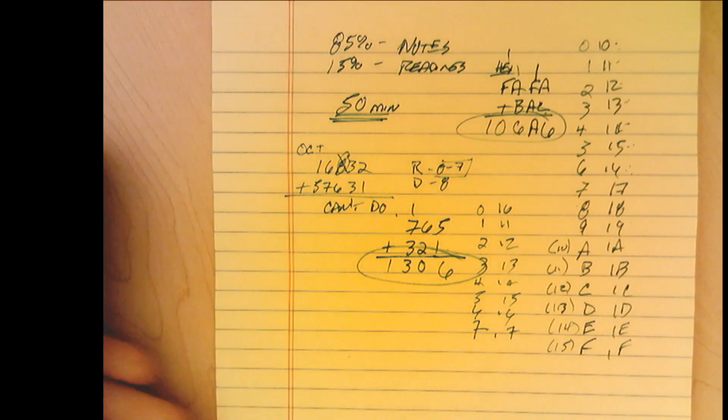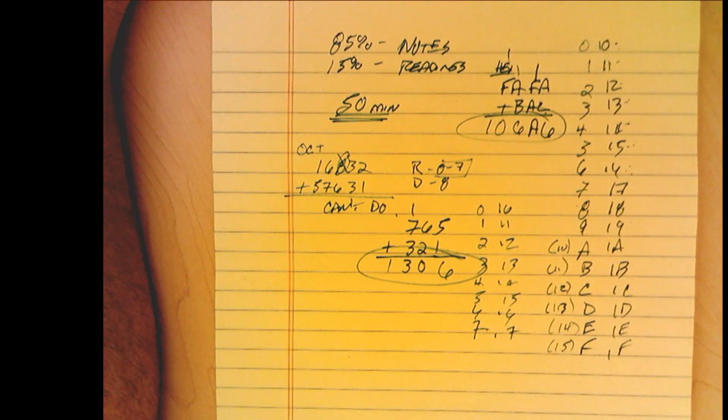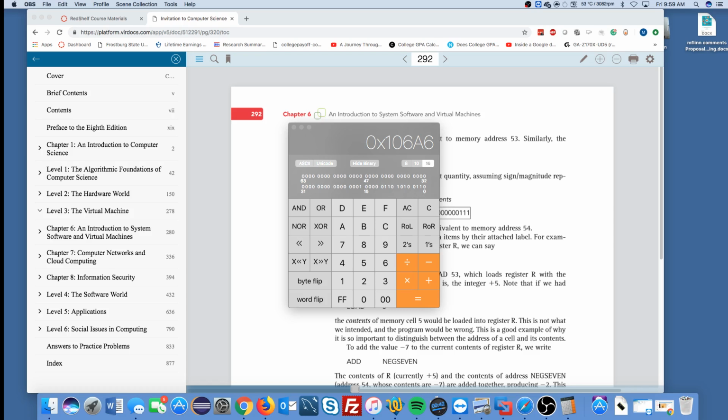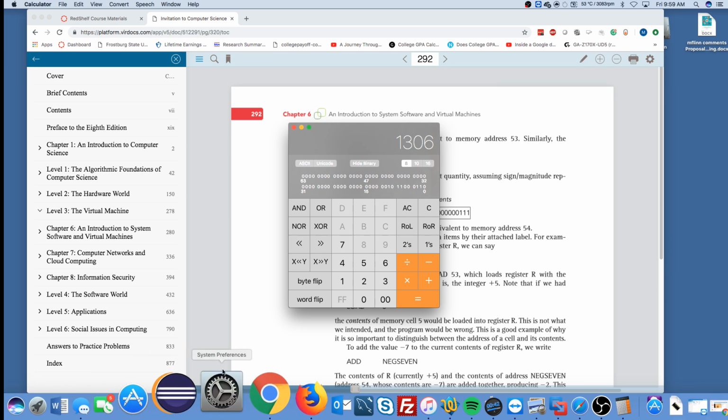You can't double check these on the exam with a calculator, but you certainly can as you set up your own practice problems. So I want to kick it into octal, 8, and I want to say 765 plus 321, 1306. So I'm correct with that. All right.